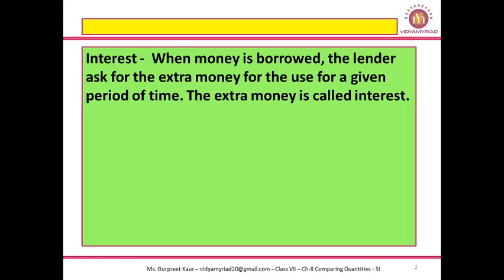First of all, what is interest? Whenever we borrow money from someone, that lender, the person, will always ask us to pay some extra amount on the basis of a certain percentage. That extra money is known as interest.